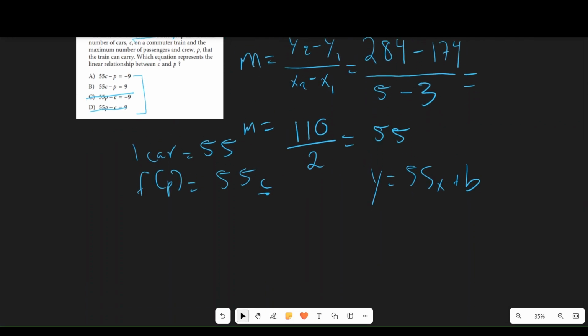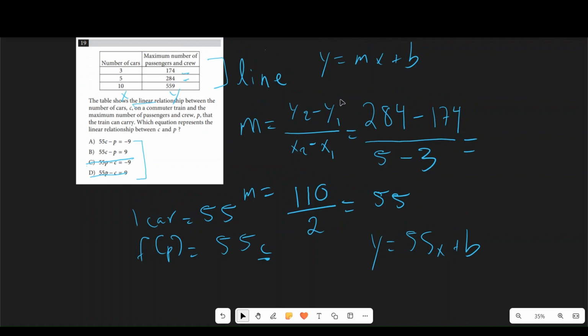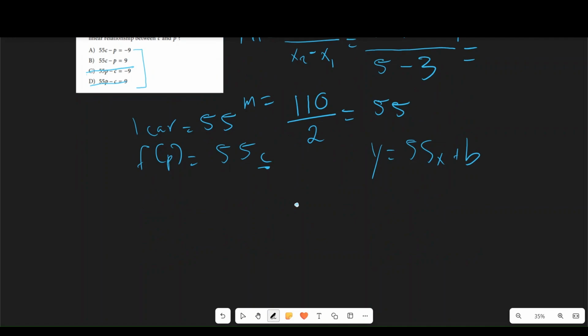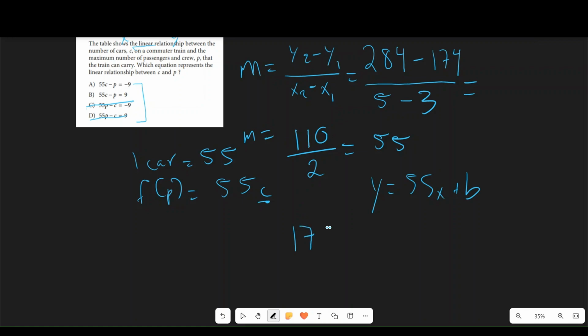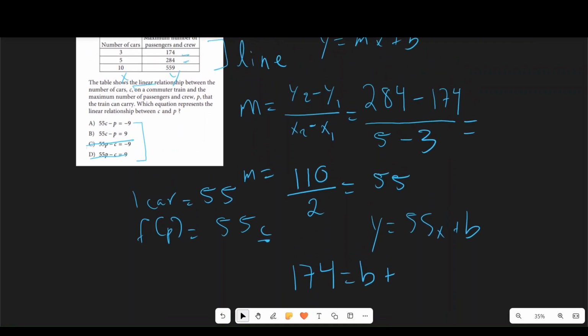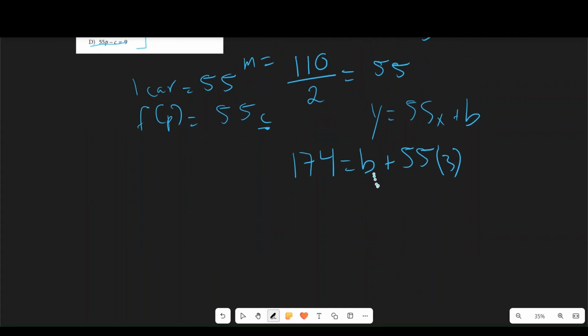So I'm going to substitute this first point. We have 174 as our number of passengers. In this instance, we're defining y as the number of passengers. So we're going to do 174 passengers is equal to some number b plus 55 times the number of cars, which is going to be 3. So now we just need to simplify and solve for b.